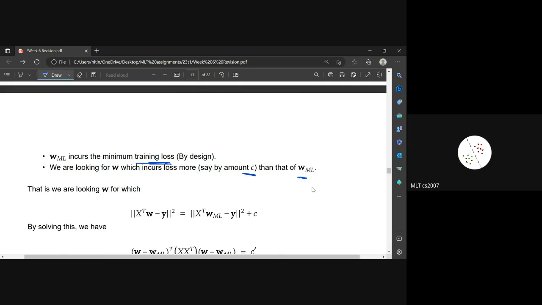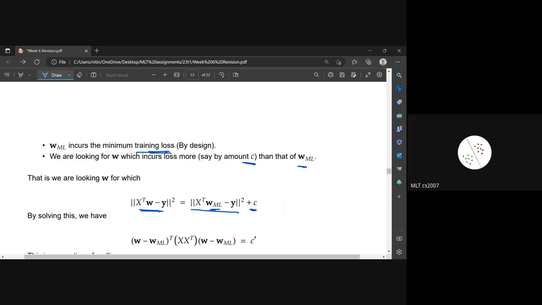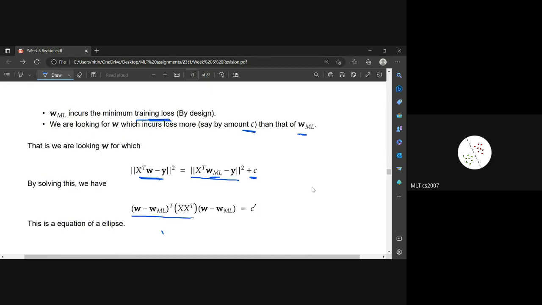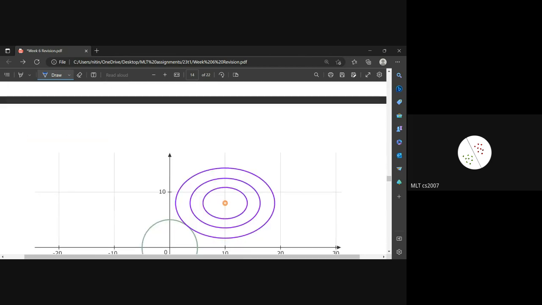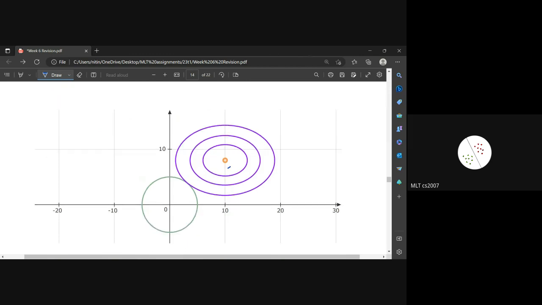So this is the loss that WML suffers, and this is the loss that your W suffers, the W you are finding the location of, right? And this loss is higher than that of WML by some amount C. So if you solve these equations, you will get an equation of an ellipse, which is centered around this WML, right? So you are finding your W from the ellipses whose center is this WML, and we have already seen you are looking for your W inside this circle only.